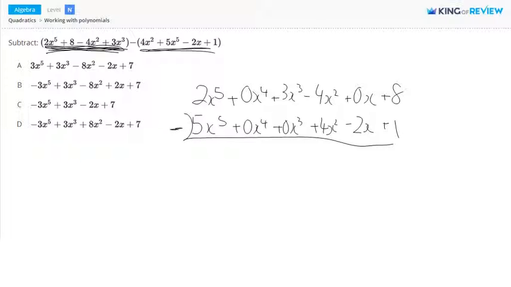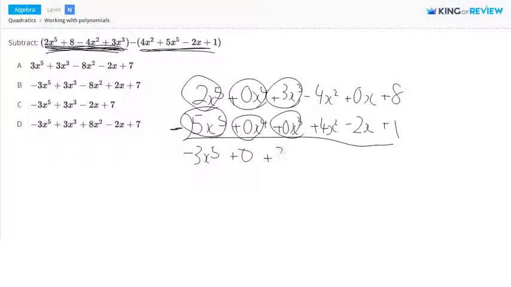Subtraction. So if we do 2x to the fifth minus a 5x to the fifth, that's going to be a negative 3x to the fifth. And then 0 minus 0 is going to be 0. And 3x to the third minus a 0, so that's going to be still 3x to the third. And then a negative 4x squared minus a positive 4x squared, so that's going to be negative 8x squared.